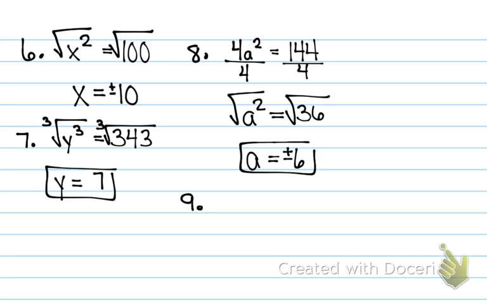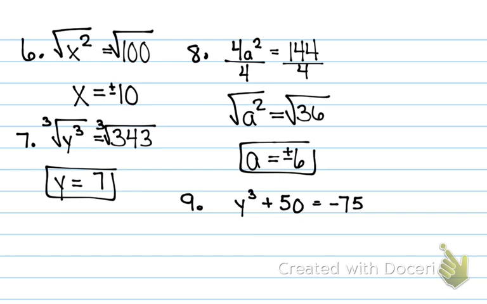All right, what if you had now, let's see, y to the third power plus 50 equals negative 75. Y to the third power plus 50 equals negative 75. Let's do this one. Okay, what do I do first?